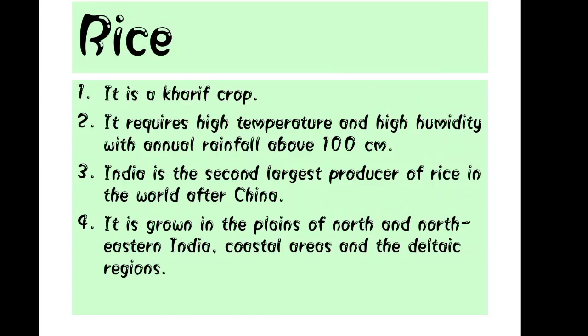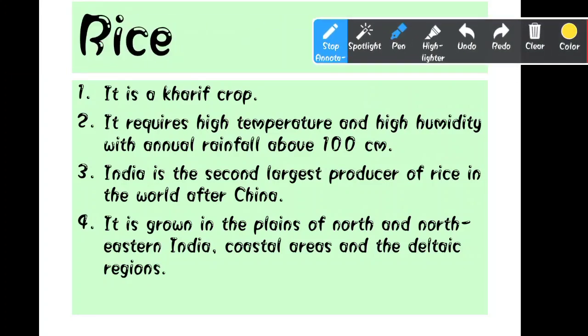And if it is sown in the rainy season, it means that it requires a high temperature as well as high rainfall. It requires 100 centimeters of rainfall as well as high humidity. India ranks second in the production of rice, just after China. China is the first producer of rice and India is the second.